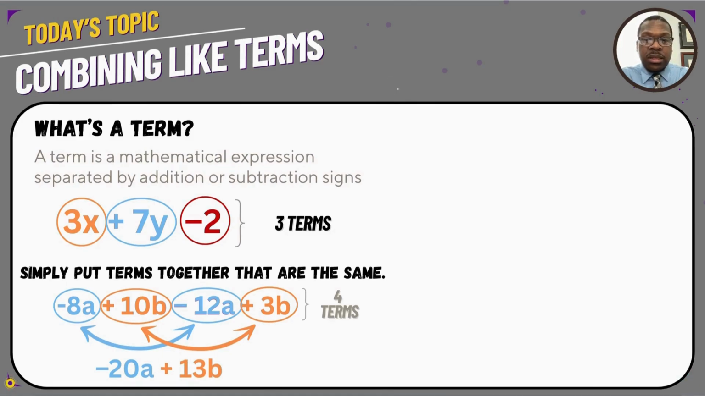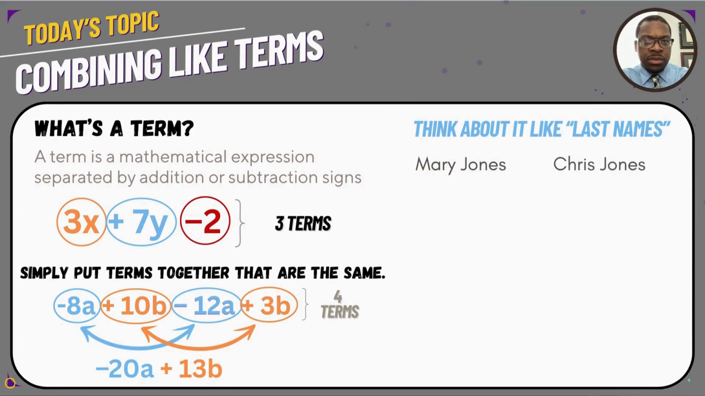The easiest way to think about combining like terms is maybe to think about it like last names. If we think about it in terms of people and their last names, who would you group together? So if we have, let's say, Mary Jones and we have a Chris Jones, well, we could assume they're part of the Jones family because they both have matching, identical last names. Mary Jones and Chris Jones are both part of the Jones family, so we could reasonably put them in that family tree somewhere along the line.